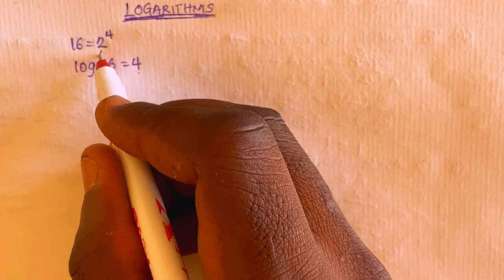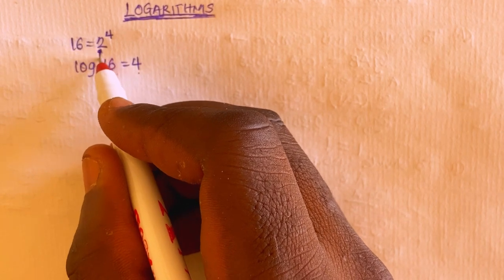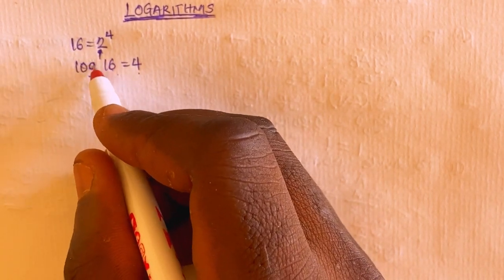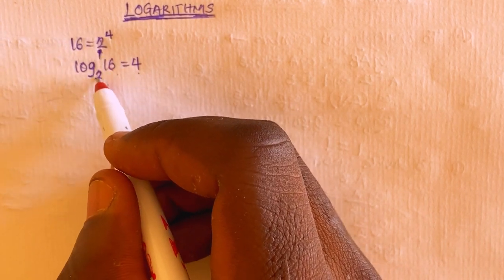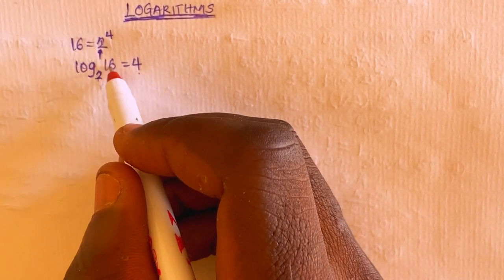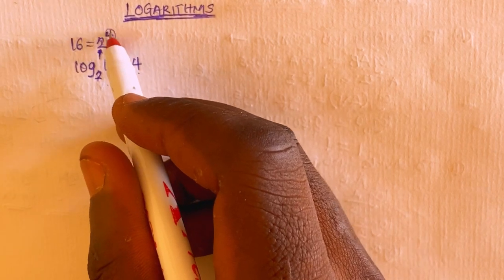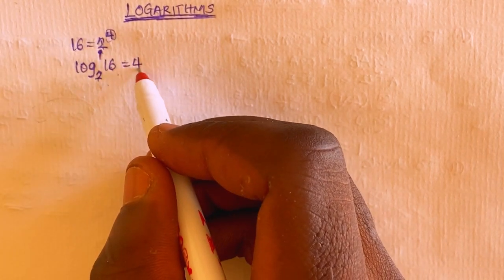What I want you to understand is that the base of the normal expression is taken to be the base of the logarithm, as far as logarithm is concerned. This 2 is taken as the base of 16, which is equal to the power of this 2, which is 4.